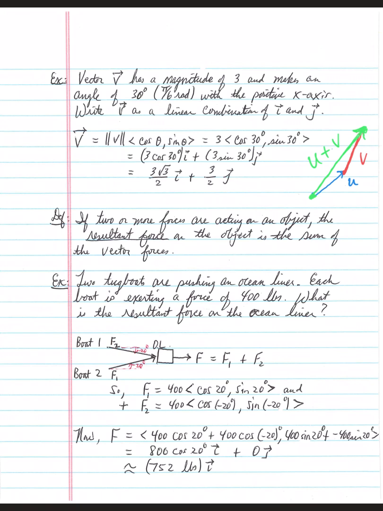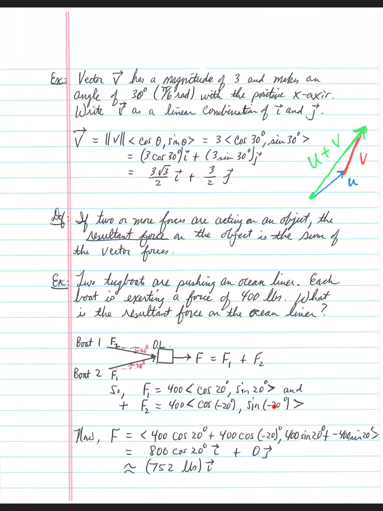Okay, so F is the combination of the two forces from the tugboats. So we have 400 cosine 20 plus 400 cosine of negative 20. Again, you can distribute, and we're taking the front numbers from both components. Then we have 400 sine 20 plus 400 sine of negative 20.